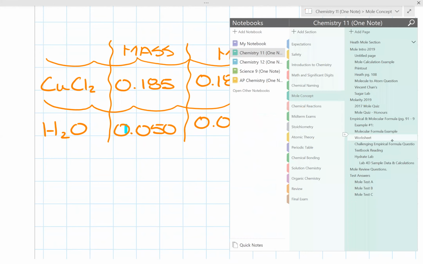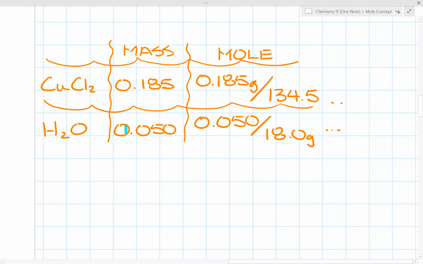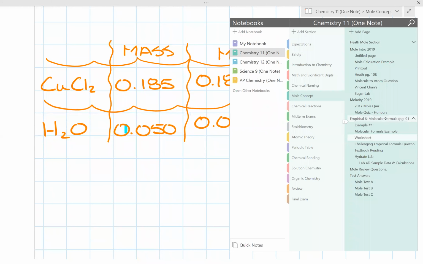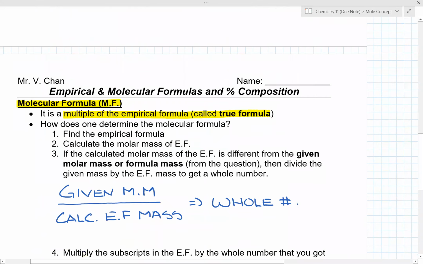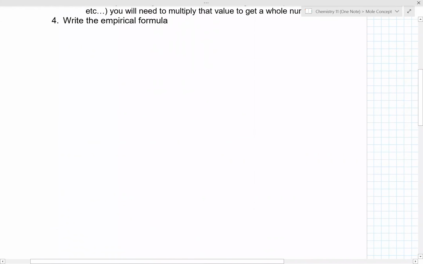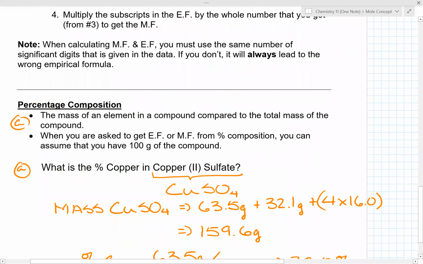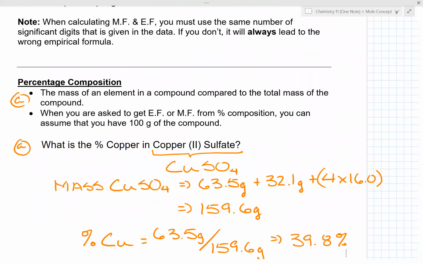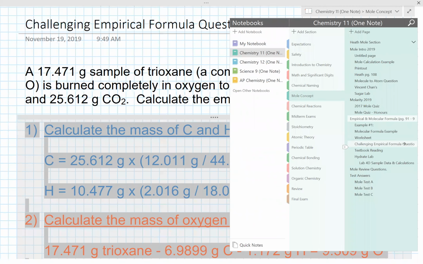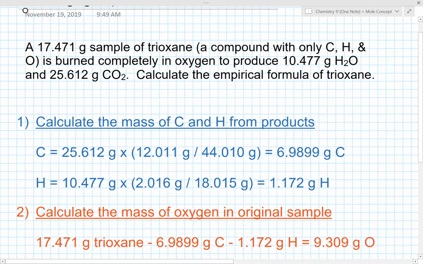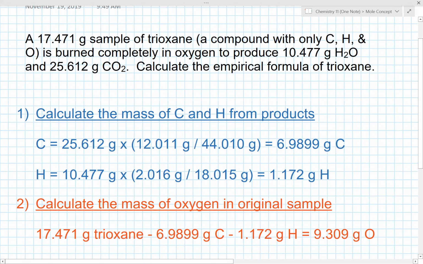The second one I wanted to focus on is a little bit more challenging. What we did in last day's videos is we broke everything down into things like molecular formula, empirical formula and percent composition. How can we incorporate that into one question? Well, let me give you a sample question. It says a 17.471 gram sample of trioxane, a compound with only carbon, hydrogen, and oxygen, is burned completely in oxygen to produce 10.477 grams of water and 25.62 grams of carbon dioxide. Calculate the empirical formula of the trioxane.